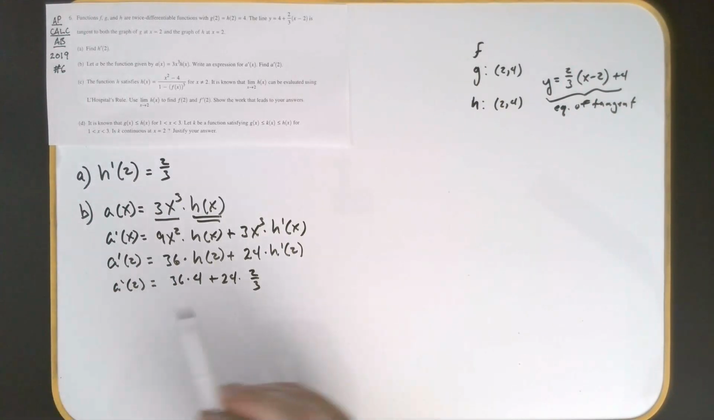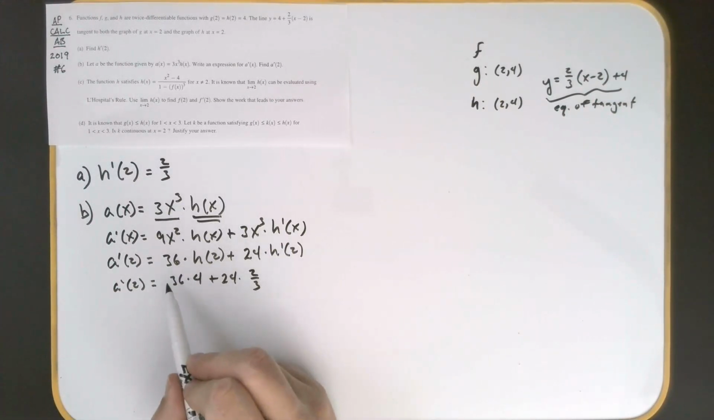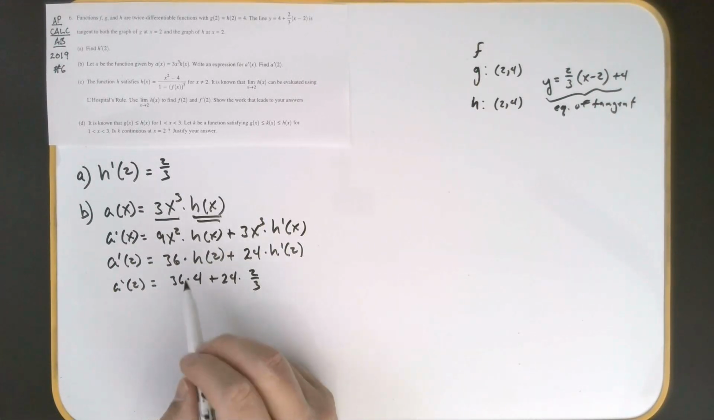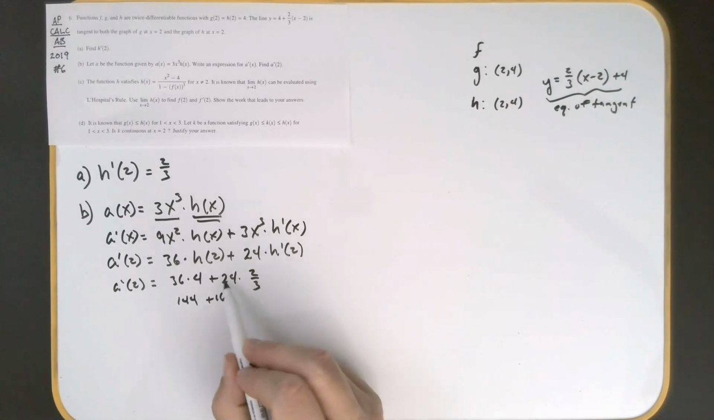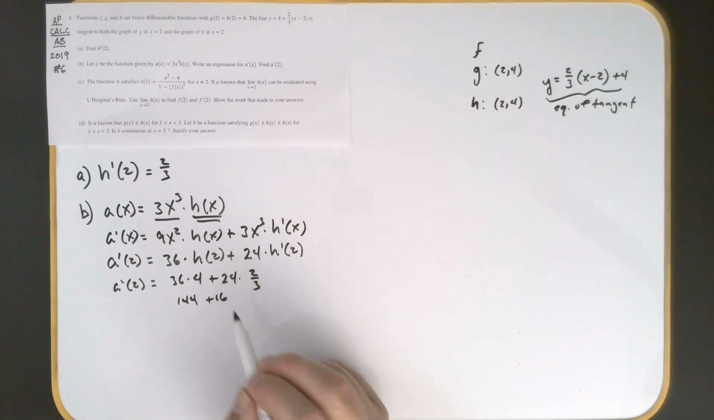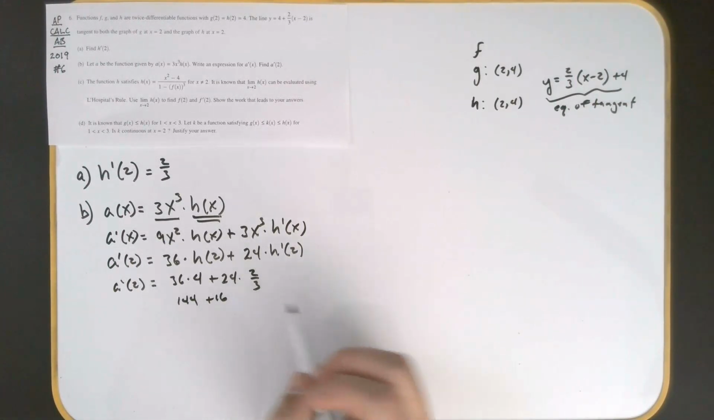A little longer multiplication here. 4 times 30 is 120. 120 plus 24, we're getting 144 here. And then we're getting plus 16, since 2 times 8 is 16. And then our final answer here is equal to 150.